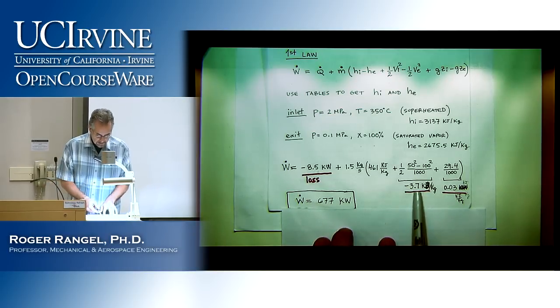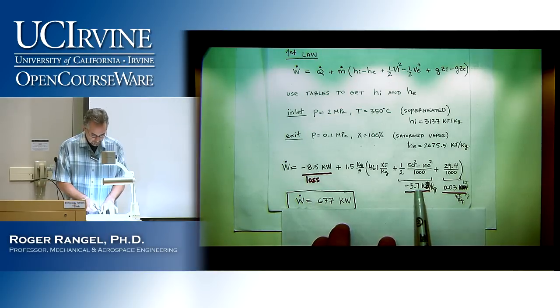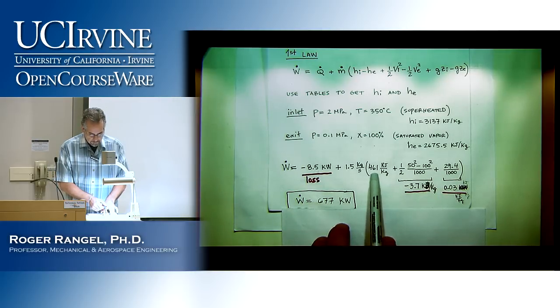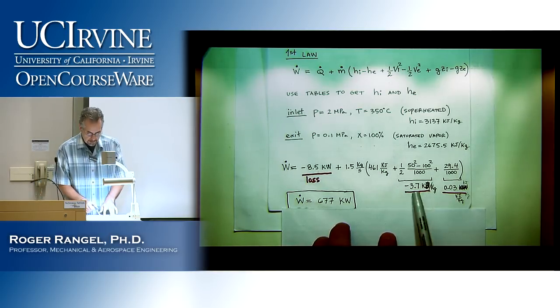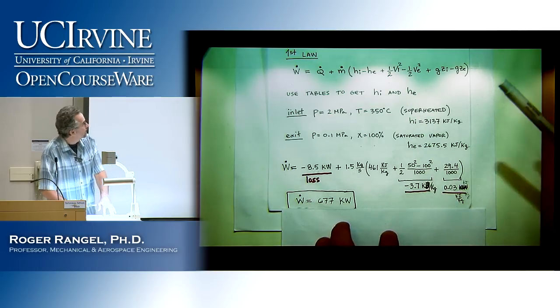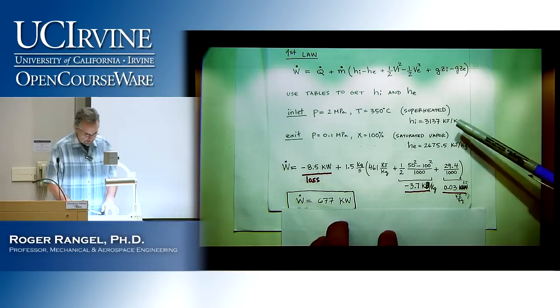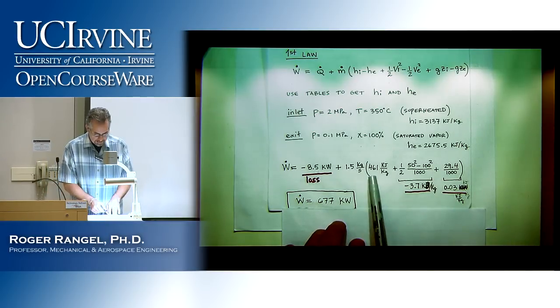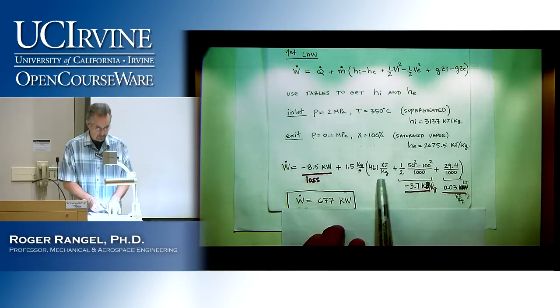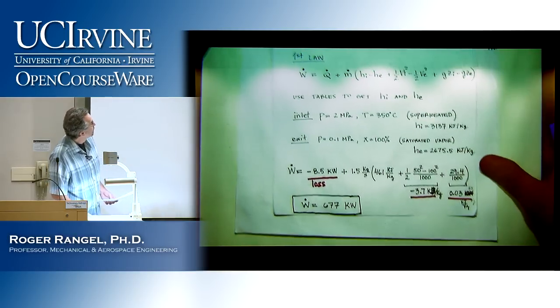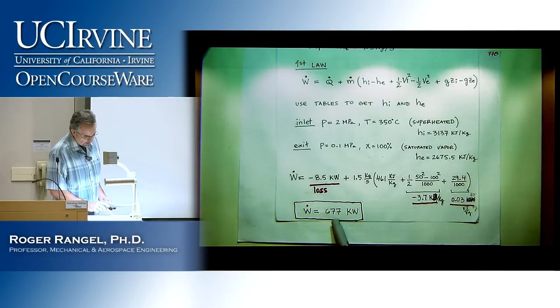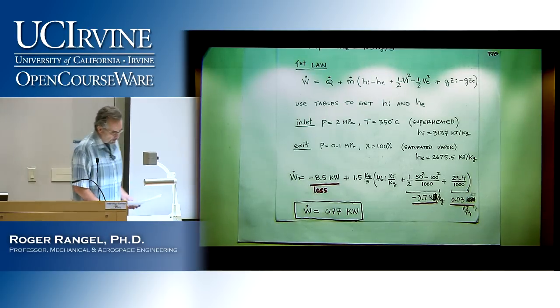But even the kinetic energy variation can be neglected. At 3.7 kilojoules per kilogram, it is not even 1% of this delta H variation. So neglecting kinetic energy and potential energy is a safe assumption for a turbine like the one we are operating with here, just because the enthalpy variation is so much larger than those two. So if you just do all the numbers, you get that the power produced by the turbine is 677 kilowatts.